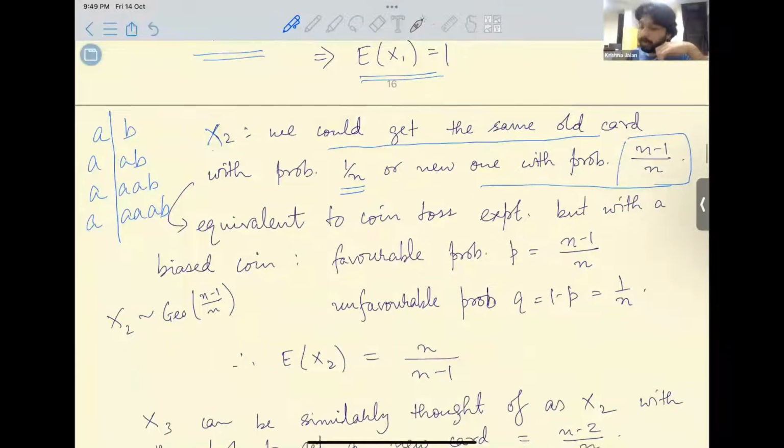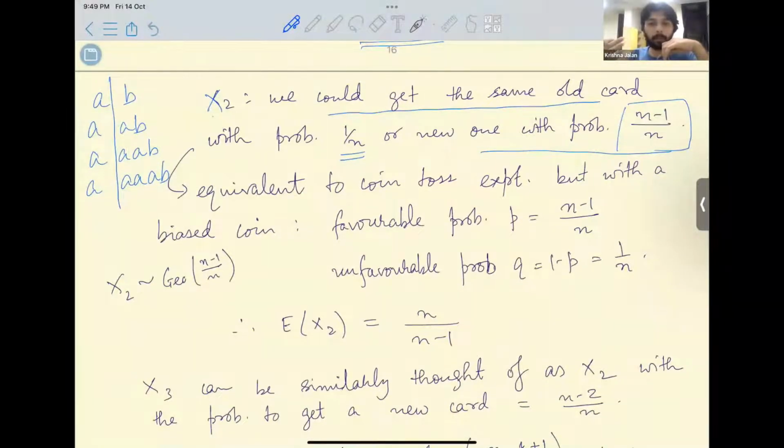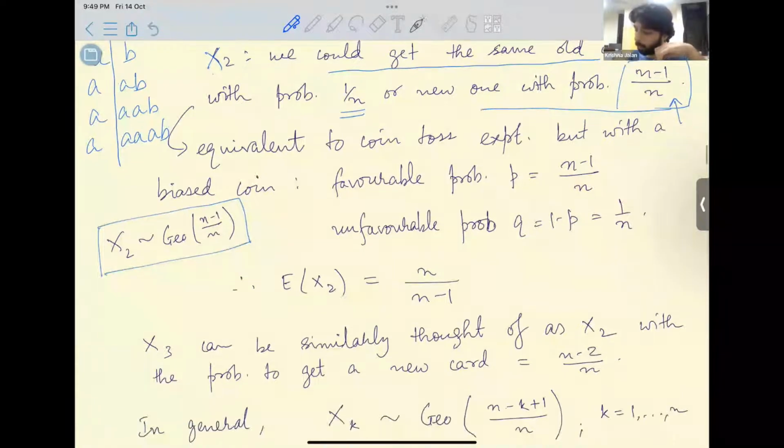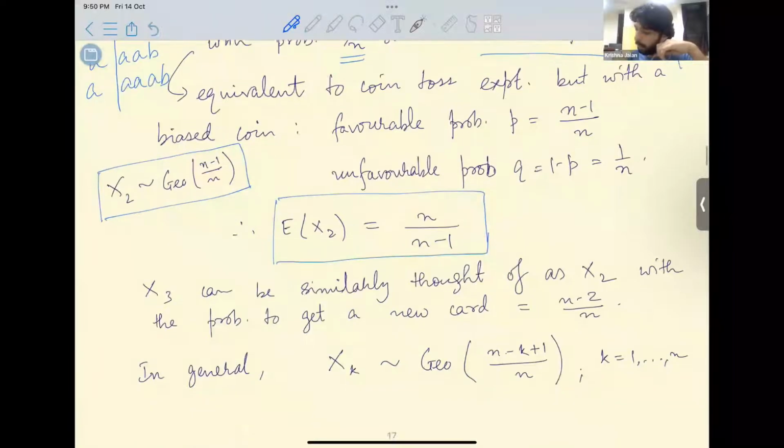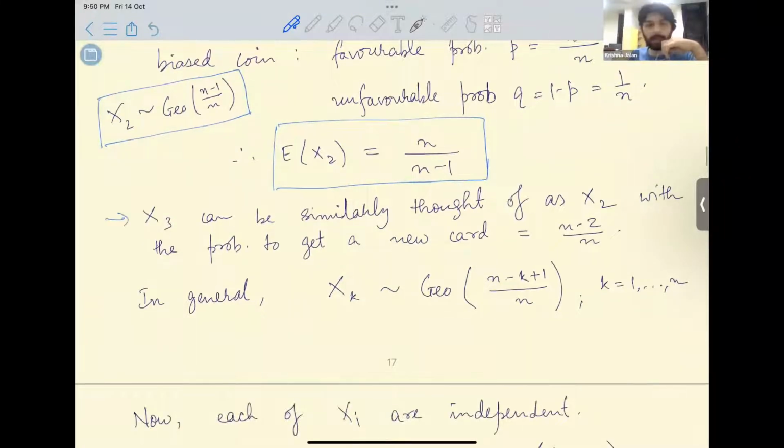Now, what is the favorable probability? I said that I can obtain a new card with this probability. So this is my favorable probability. So X_2 obeys a geometric distribution of parameter n minus 1 over n. Okay. And the expectation value of X_2 is 1 by p, which is n over n minus 1. Now, I could repeat the same argument for X_3.